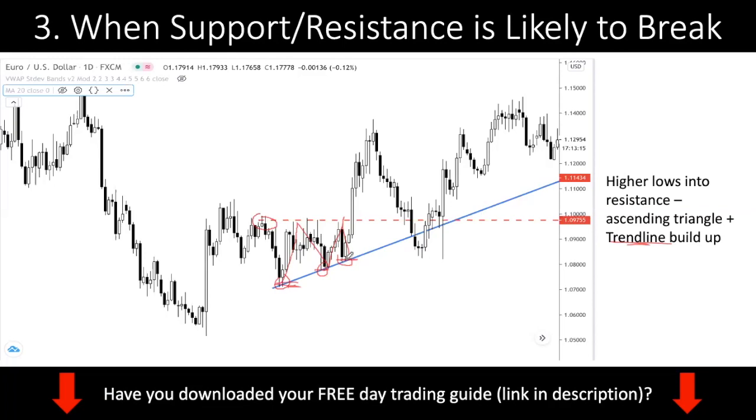Okay, so this is a telltale sign. This is a very good telltale sign that this resistance here is no longer going to be good, right? It's a telltale sign that you shouldn't be selling at this resistance. Okay, you should be looking to trade the breakout.